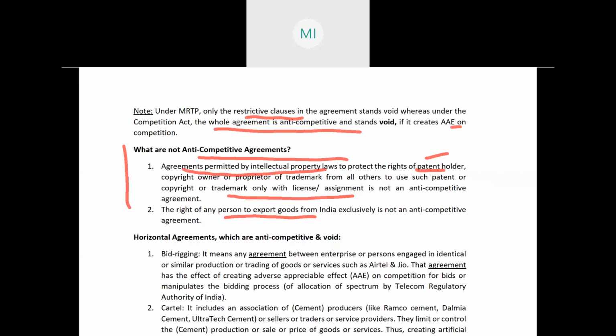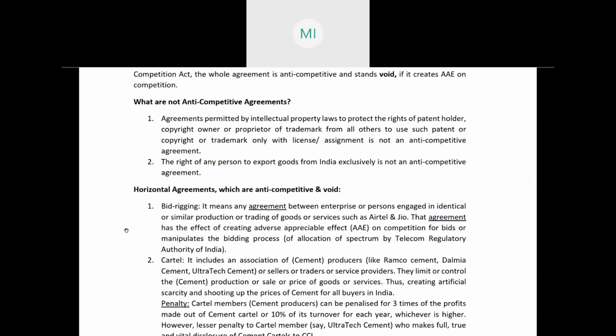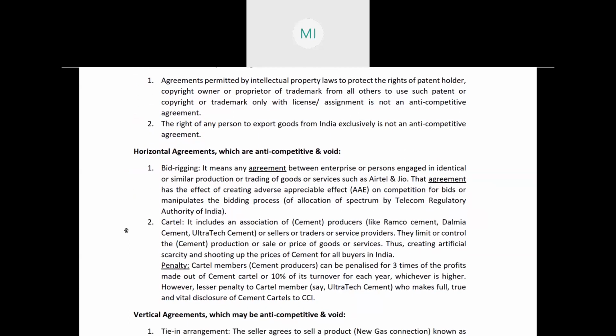Okay, now as I told you, horizontal agreements are deemed to be anti-competitive in nature, and now we are seeing what are the types of horizontal agreement. Each of these pointers is a separate 5 mark question. This is a separate 5 mark question. This is a separate 5 mark question. Collusive bidding or bid rigging.